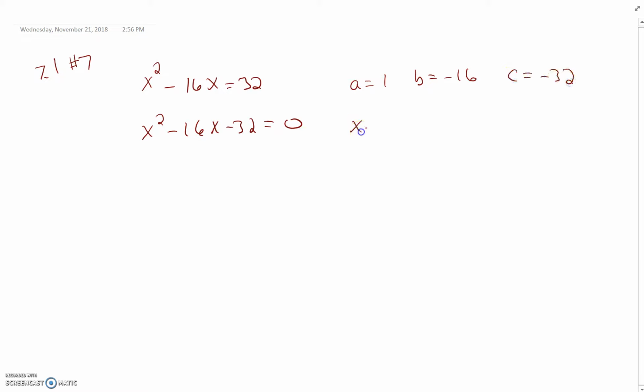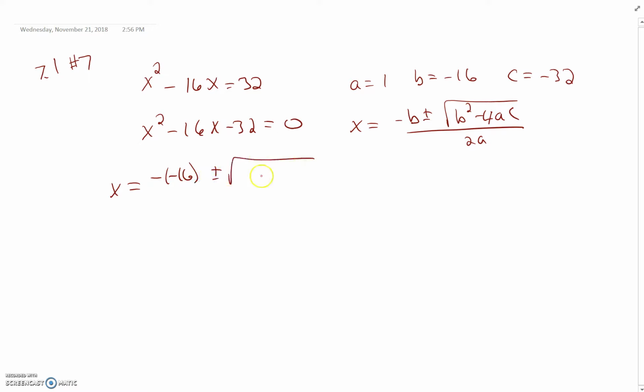So x equals negative b plus or minus the square root of b squared minus 4ac, all over 2a. So let's plug it in. A negative b, when b is negative, becomes a double negative, and that's going to cancel to a positive. Then we have negative 16 squared, that'll be a positive, minus 4 times a is 1 times c is negative 32. I see another double negative coming, which is going to cancel, over 2 times a. So the double negative on the front gives you 16.